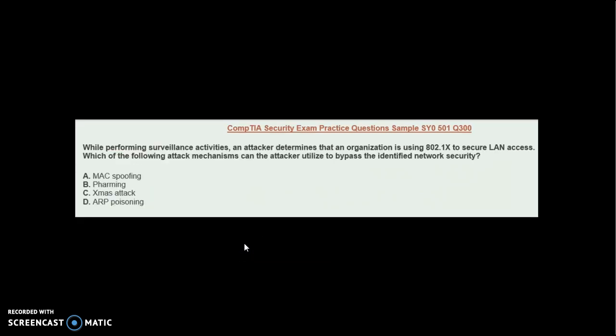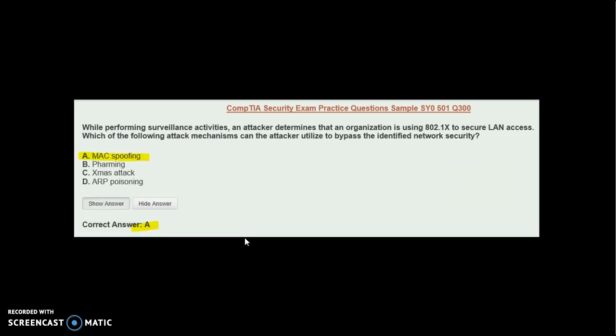While performing surveillance activities, an attacker determines that an organization is using 802.1X to secure LAN access. Which of the following attack mechanisms can the attacker utilize to bypass the identified network security? And that is MAC spoofing. Basically, because 802.1X only checks the MAC address to make sure that MAC address is allowed on their network. If you do MAC spoofing, you're making it look like it's actually one of the allowed MACs on the network.